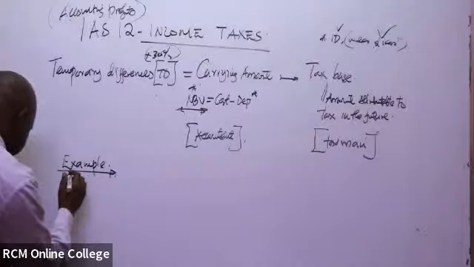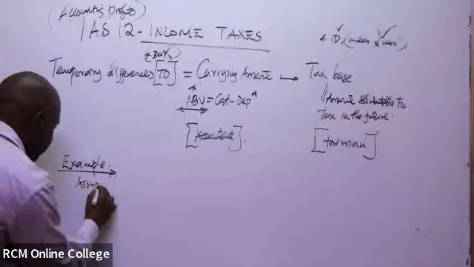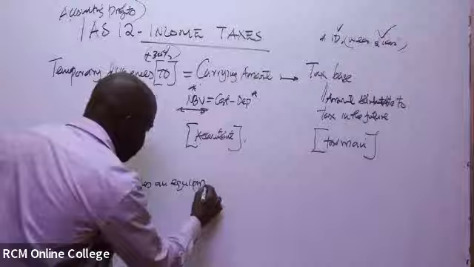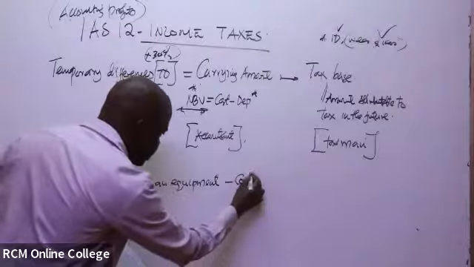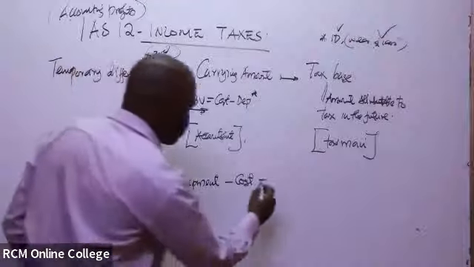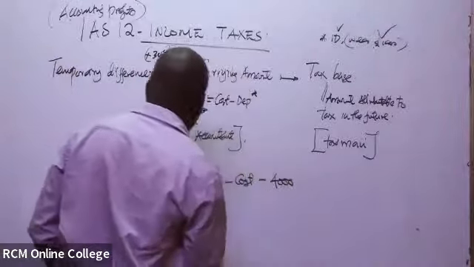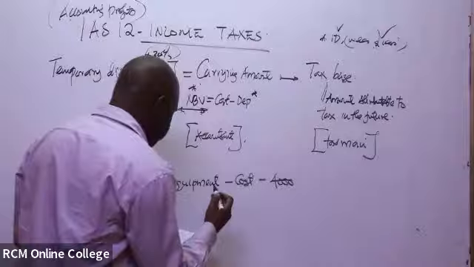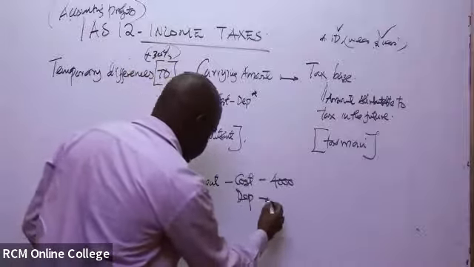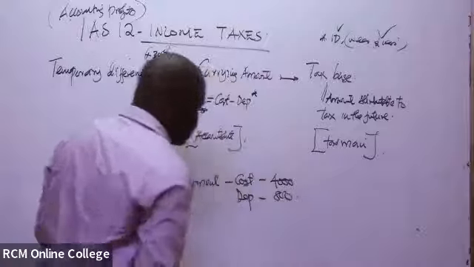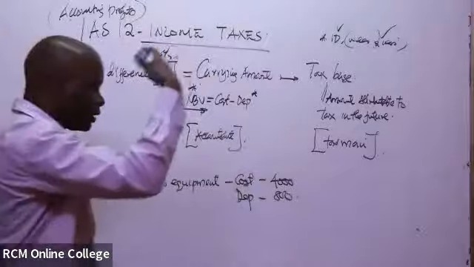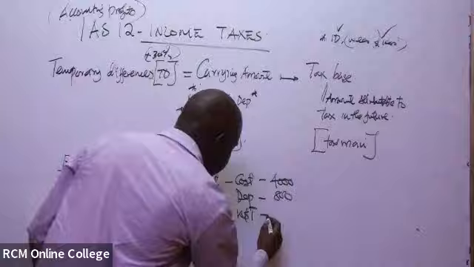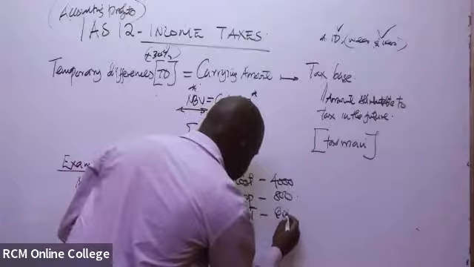Assume a company has an equipment. A company has an equipment of cost. The cost is actually, let's say, for example, 4,000. Maybe our figures are actually in thousands, so let's say 4 million. And then the depreciation on this particular equipment is, let's say, maybe 800. But of course, on the side of the taxman, he normally considers wear and tear. So the wear and tear, let's say, is maybe 600. Exactly 600.